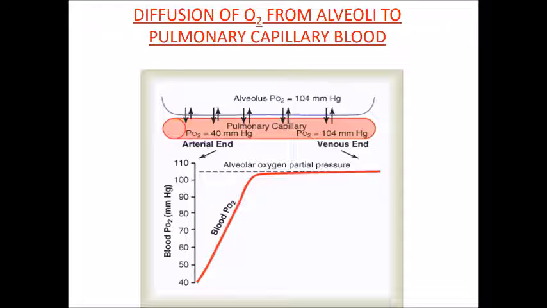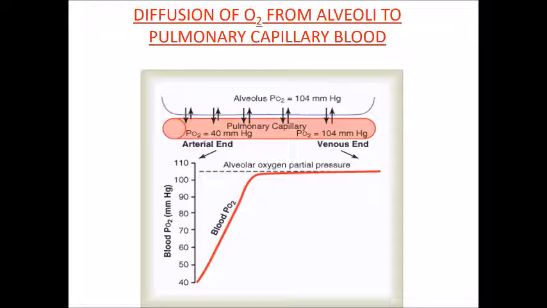Here the difference is 104 minus 40, so it is 64. So there is a large pressure gradient. Oxygen will follow this pressure gradient and it will enter into the blood of pulmonary capillaries and equilibrium is achieved. So the PO2 of the blood will become 104 millimeter of mercury.